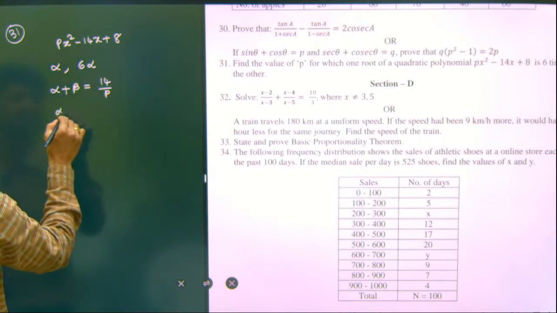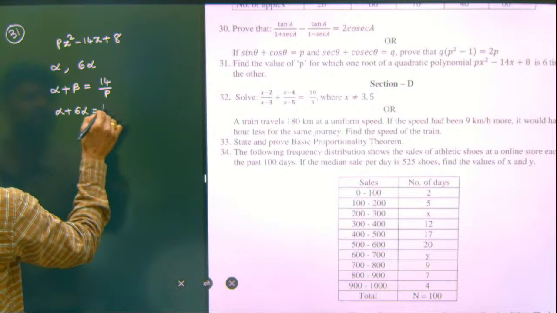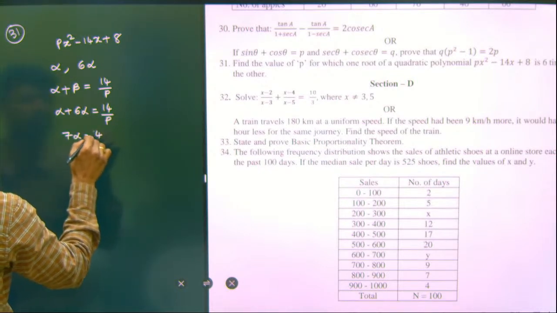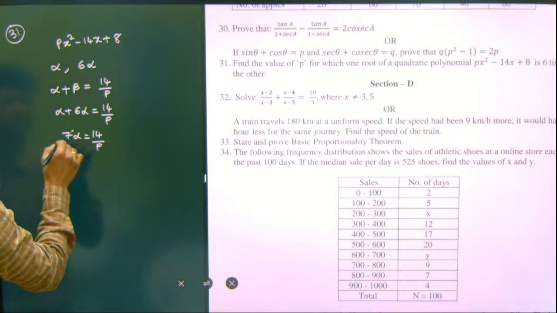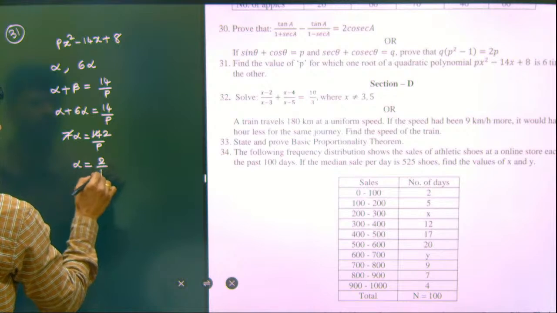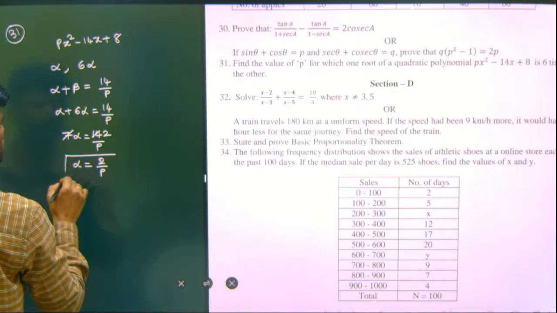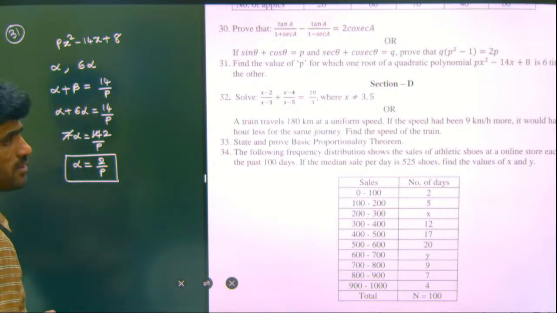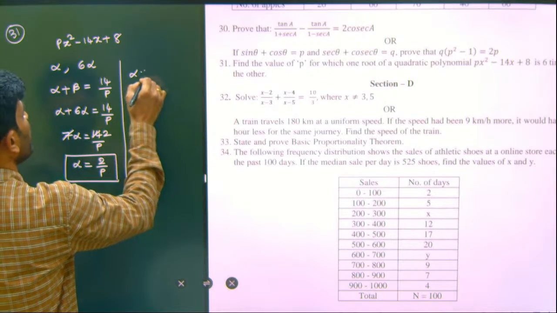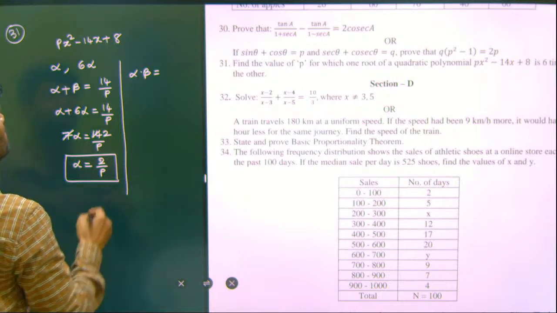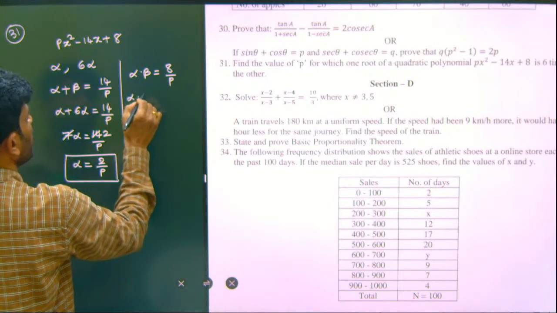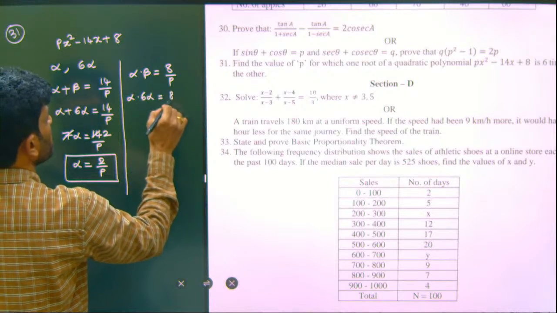So according to this, alpha plus 6 alpha is equal to 14 by p. That means 7 alpha is equal to 14 by p. 7 ones are 7, 7 twos are 14. So alpha is equal to 2 by p. This is one equation. Hope you understood this. Now another equation, alpha into beta. We know alpha into beta is equal to c by a. C is 8, a is p, so 8 by p. So alpha into 6 alpha is equal to 8 by p.